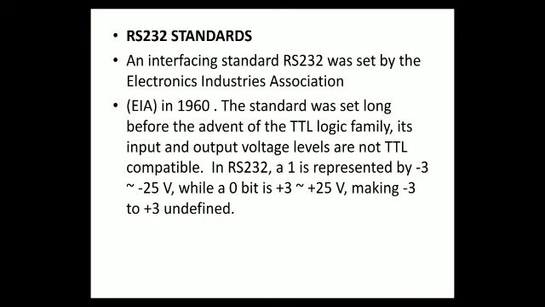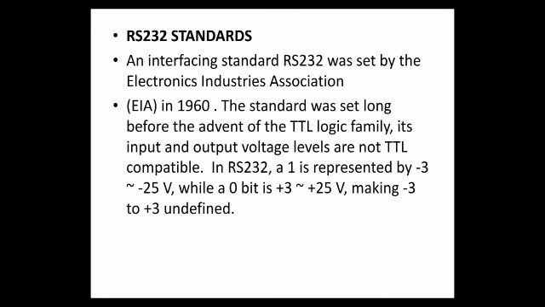At that time RS-232 used different voltage levels, not TTL compatible, because TTL was not even invented. They had their own logic values to represent. For example, in RS-232 in the 1960s, they always represented a logic 1 by a negative voltage, and the range for negative voltage was -3 to -25.